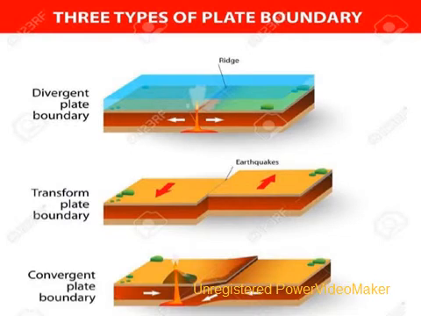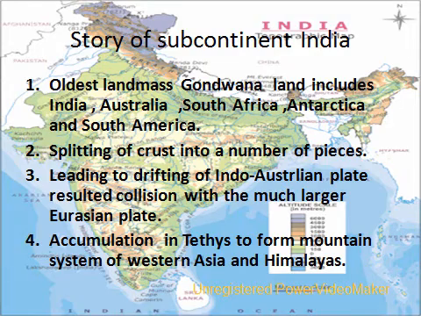This is a diagram of plate boundaries. The first one is showing divergent movement resulting in faulting and formation of rift valley and block mountains. The second movement is transform plate boundary, resulting in vibration on the earth's surface, or earthquakes. The third diagram is showing movement of plates towards each other, that is convergent plate boundary, resulting in folding and formation of folded mountains like the Himalayas. Now we will learn about the story of the Indian subcontinent.